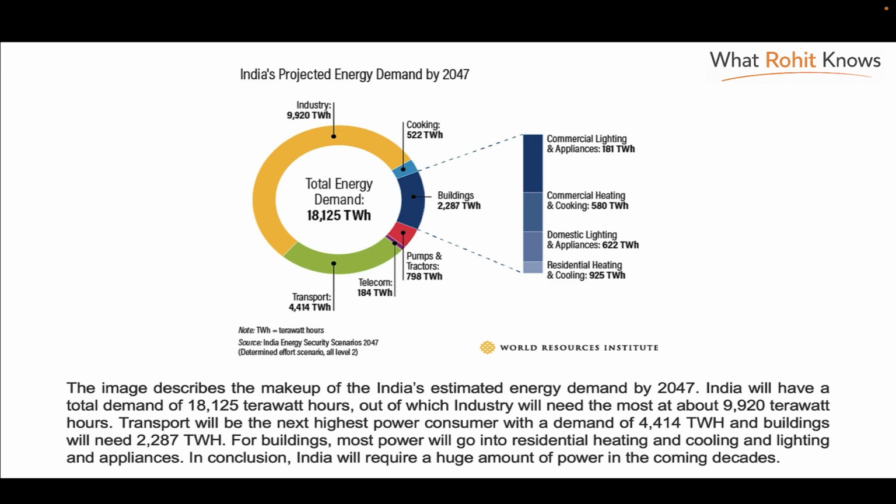The next step after understanding the type of image is to notice the title, the keys, and anything else that is written on the image. So the title here is India's projected energy demand by 2047. So that's something in the future. That's why it's a projection.